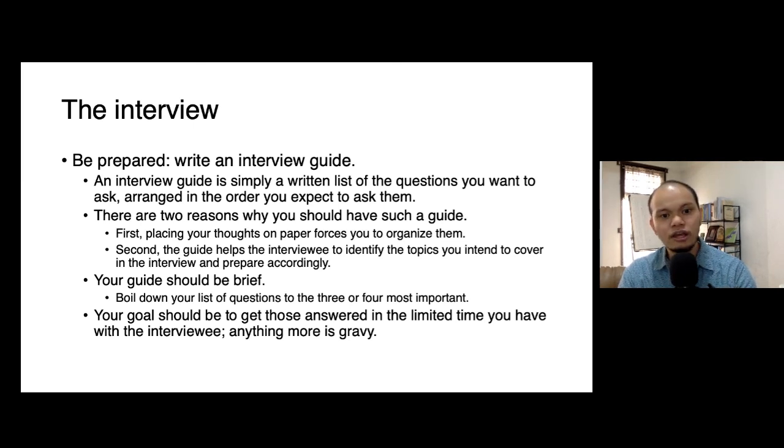Now, the second reason is the guide helps the interviewee identify the topics you intend to cover in the interview, and also helps them prepare. So really, the interview guide is also not a surprise. You're supposed to actually inform your interviewee of the questions that you intend to ask. That's just good etiquette. You don't just go to the interview and keep your questions hidden from the interviewee. Proper etiquette would dictate that everything that you expect to ask, you inform them beforehand.